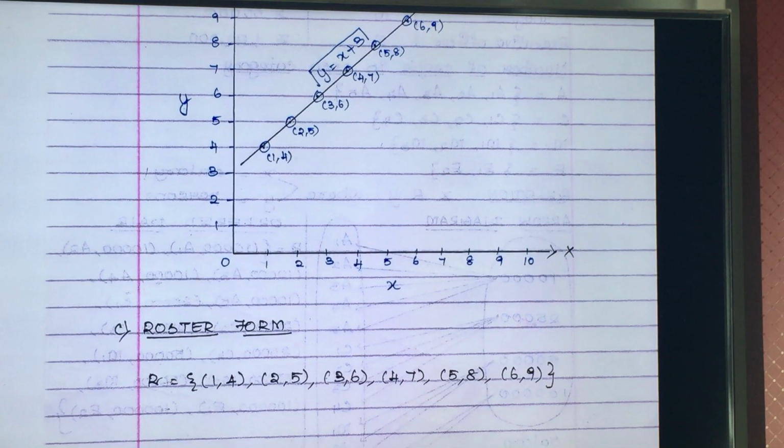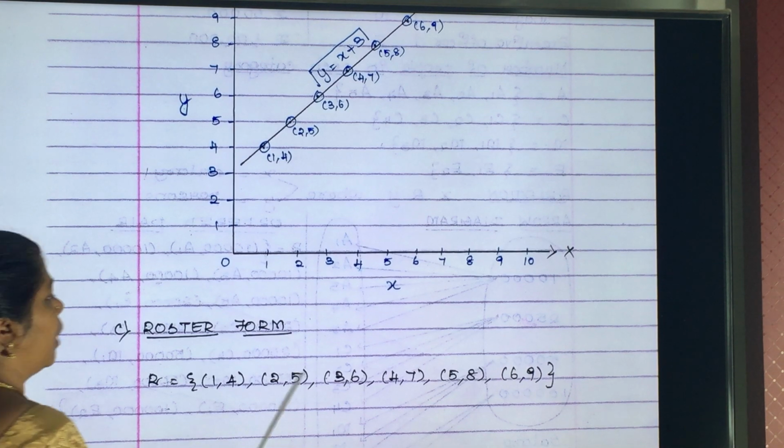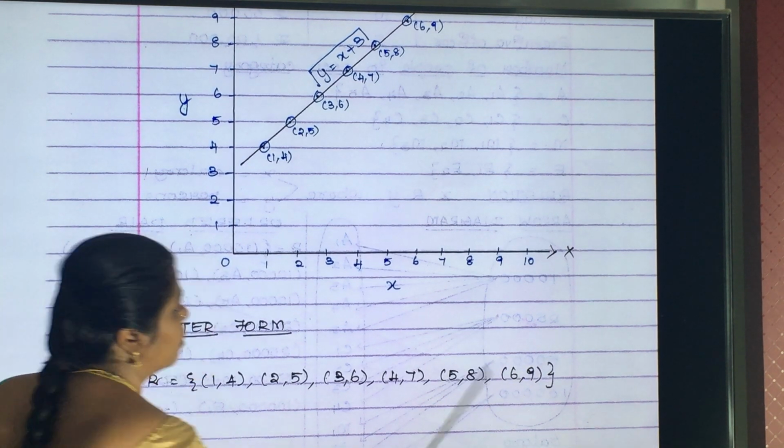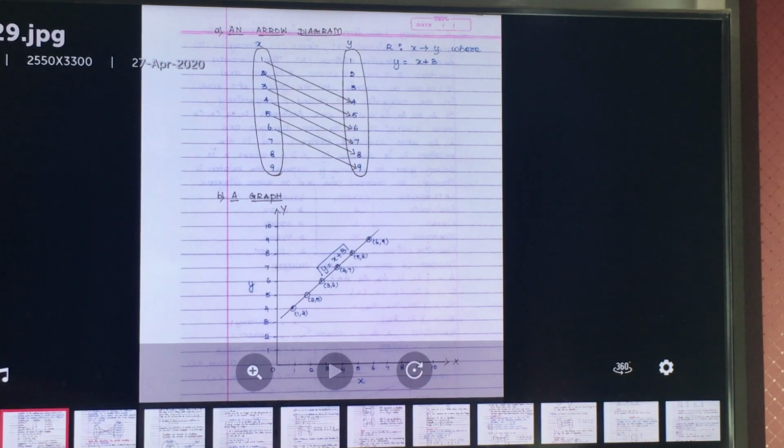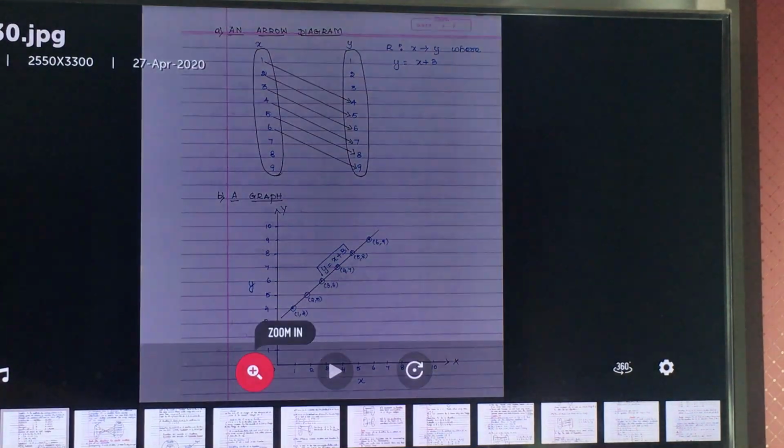Next will be the roster form. Roster form is very simple. R is equal to, open the set bracket, write all the ordered pairs here and then close the set bracket. So, this becomes the roster form. Have you all understood? Yes. So, now let us move on to the next question.